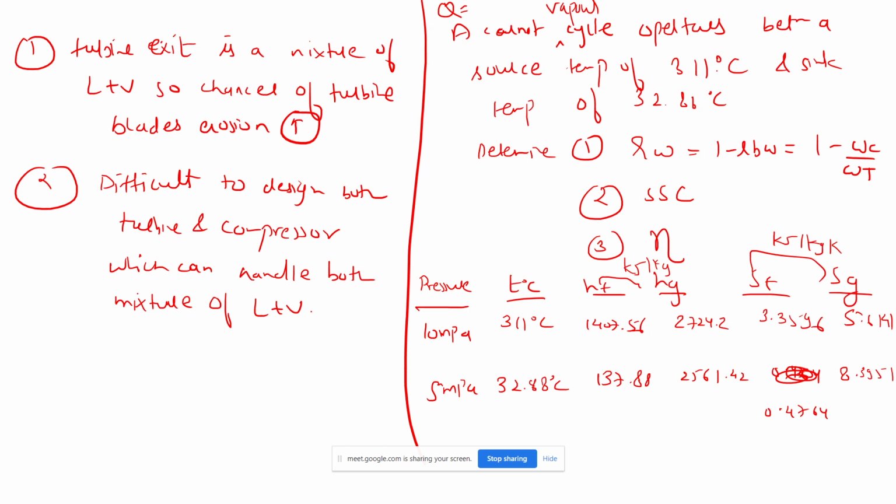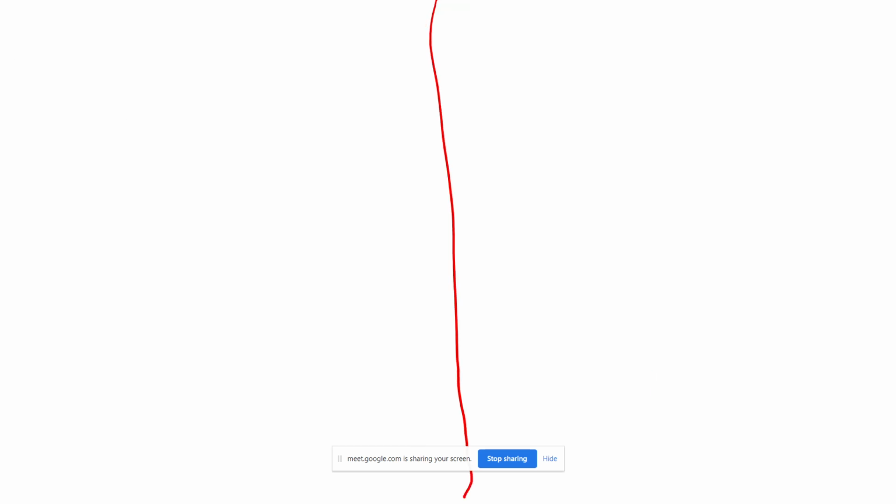Sir, is specific steam consumption 3600 by W net? Is it correct? Is it 5.72? Yeah, it is right. So all three are correct; 5.7, 5.715, anything is correct. They will give you a range, so if your answer is in that range, it will be correct. They always give a range.